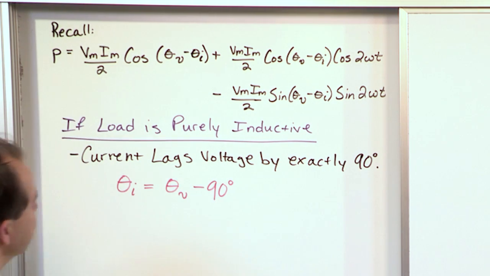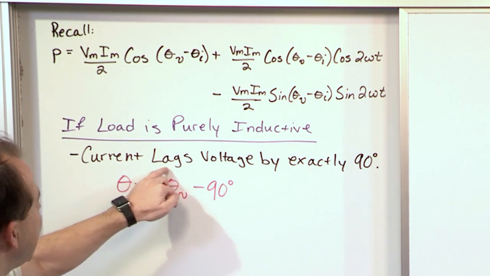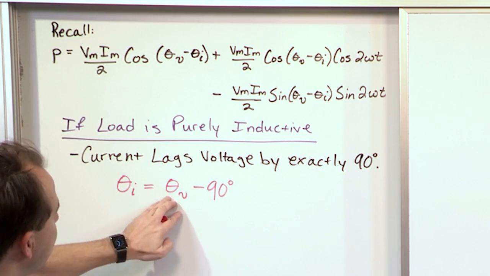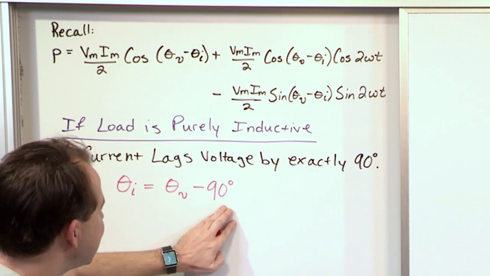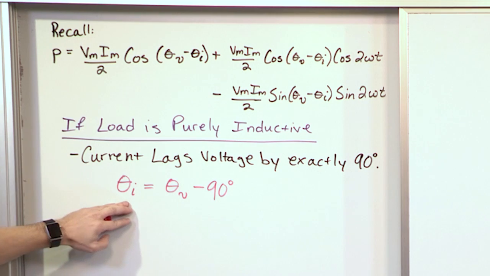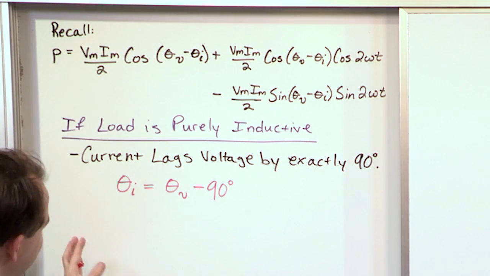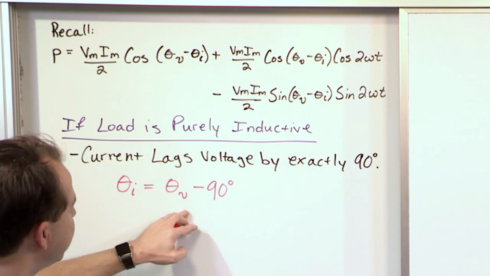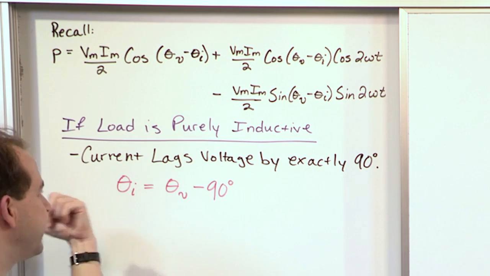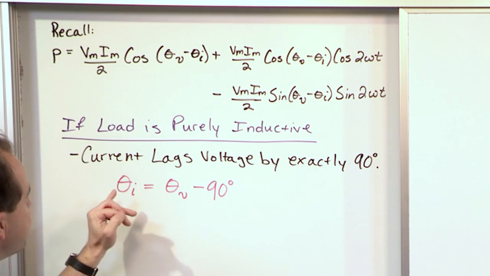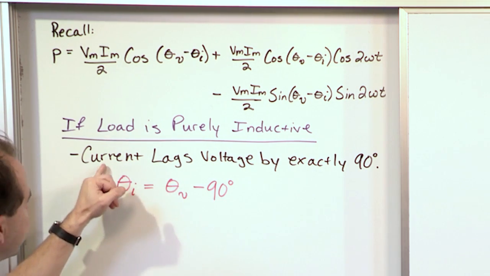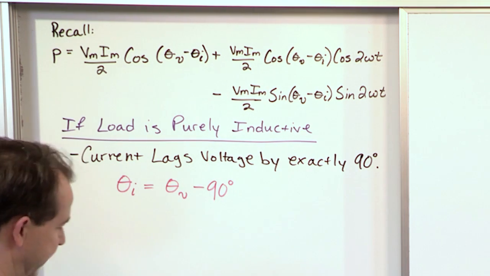Make sure you understand this little equation here. Current lags the voltage. That means whatever the voltage phase is, you subtract 90 degrees, and that is going to be what the current is. So again, make sure you understand. Whatever the voltage phase is, shift it 90 degrees, look to the left 90 degrees, so you subtract 90 degrees. That's what the current phase is going to be. So the current lags the voltage by exactly 90 degrees.